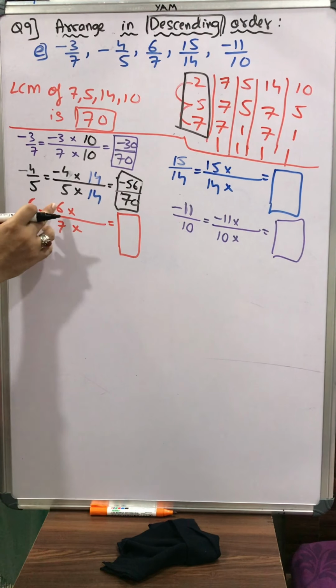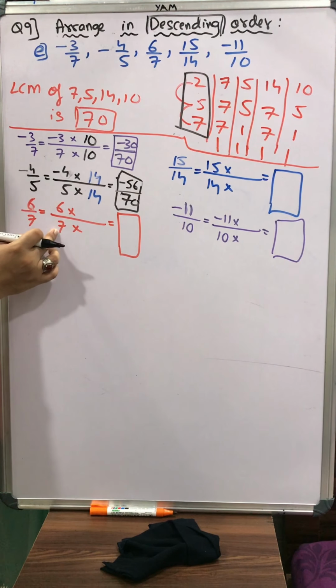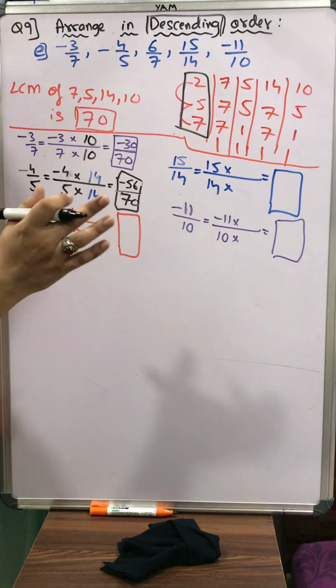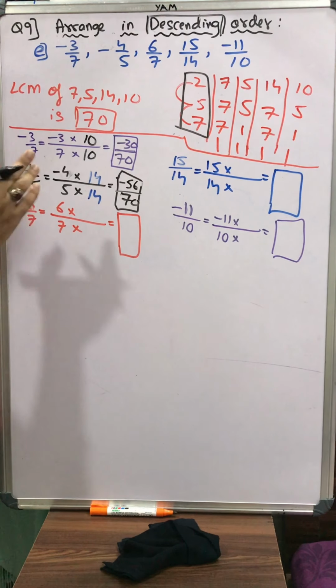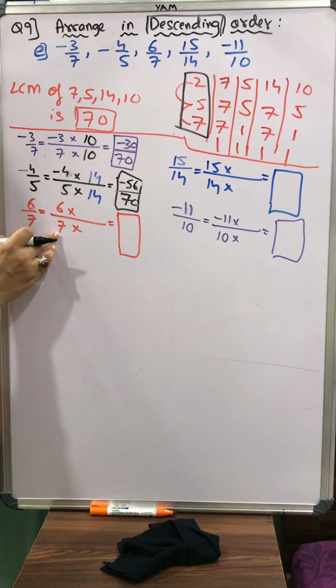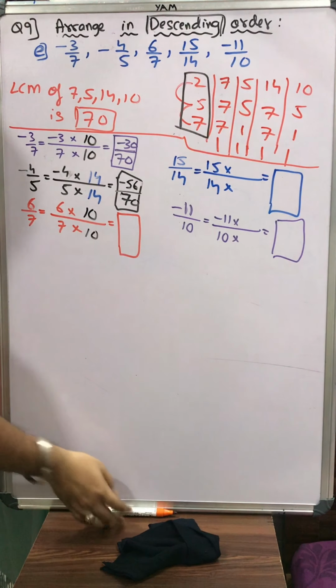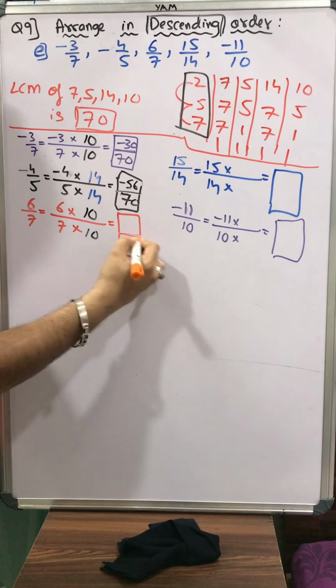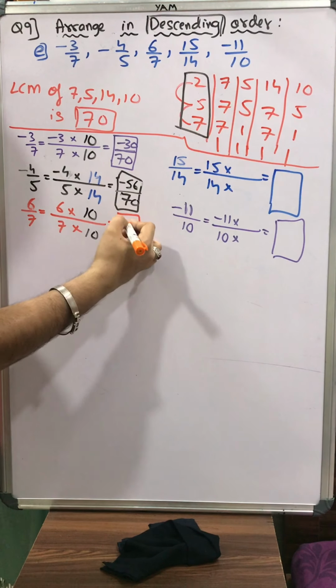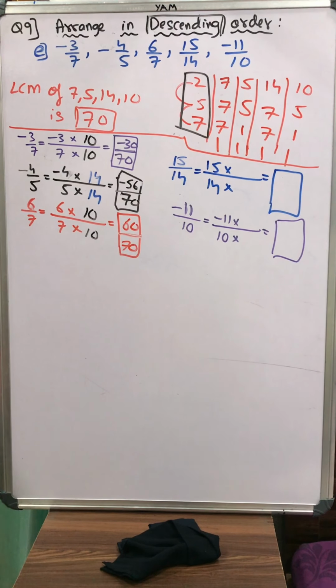Next one. I have here 6 and here 7. I'm not bothered about the numerator, I'm only bothered about the denominator. I want to make 70 in the denominator. Once again I have 7, so I'll multiply here with 10 and here with 10. So what will come? 7 tens are 70 in the denominator, 6 tens are 60 in the numerator.